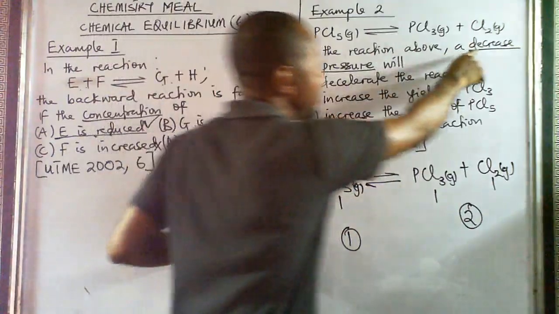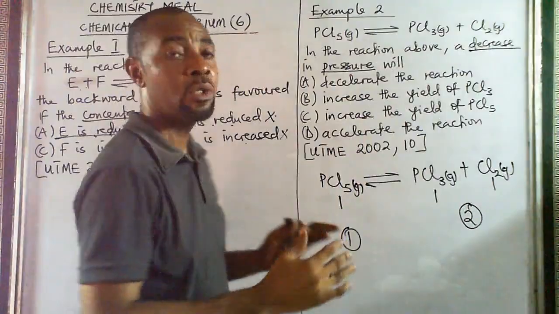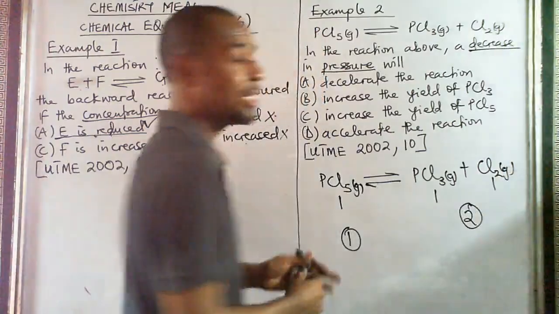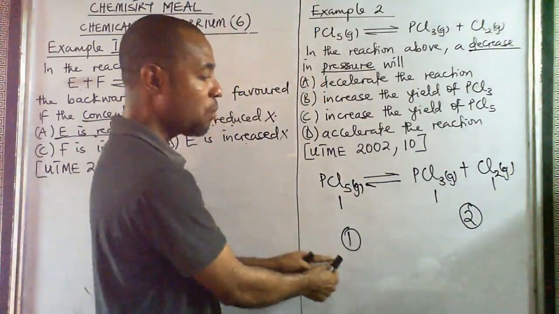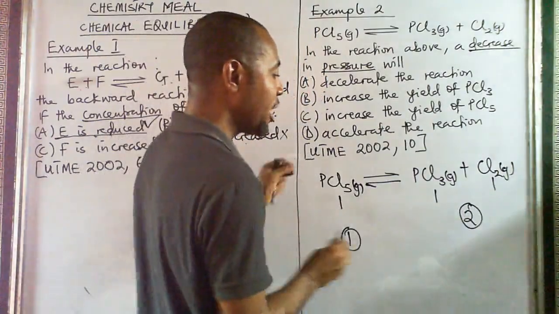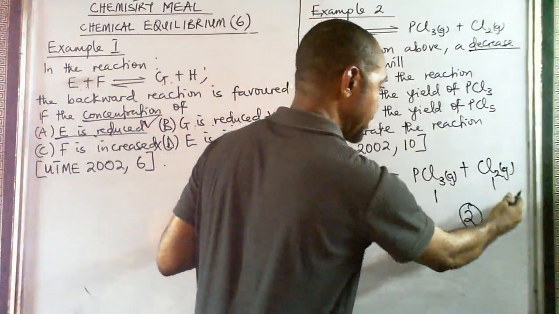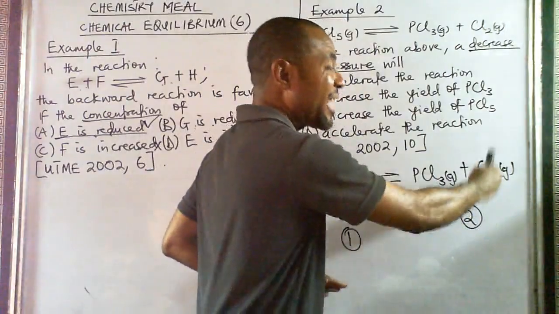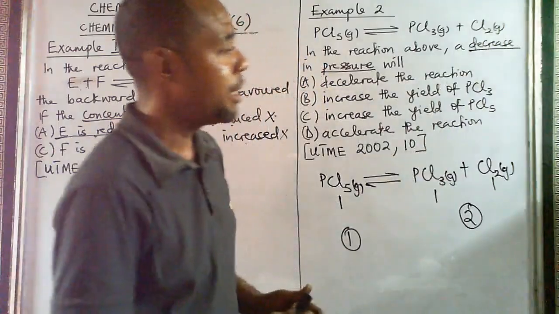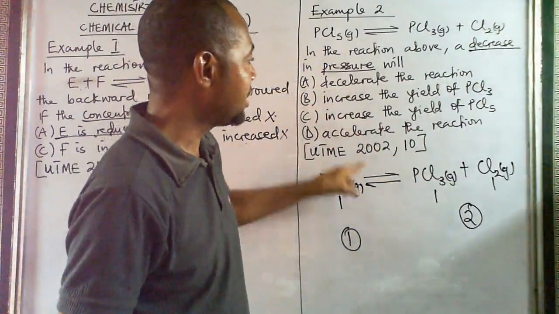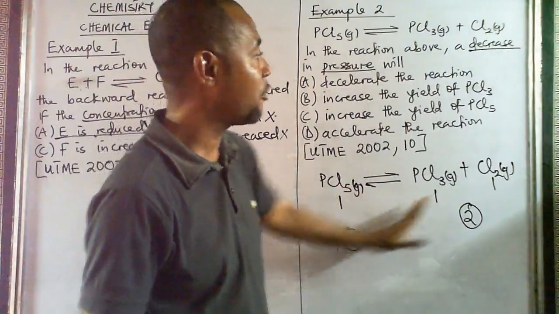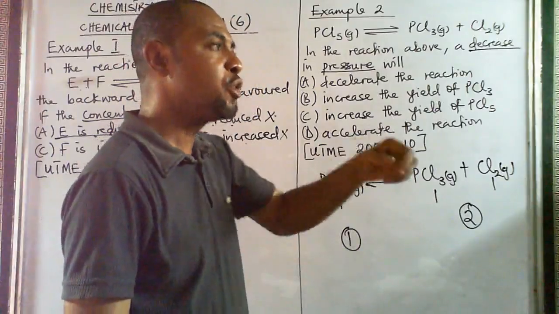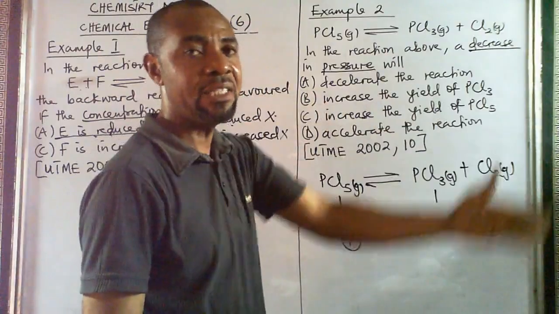So since we are dealing with a decrease, let's check the side with higher moles. Is it the left-hand side or the right-hand side? The right-hand side has more moles of gas. We have just 1 mole here, and 2 moles there. So the side that will be favored is the right-hand side. So the forward reaction will be favored because it has higher moles, and we are talking about a decrease in pressure. Now, in the options, we don't have anything like the forward reaction being favored or the backward reaction being favored. So we must know the meaning of when a side is favored.